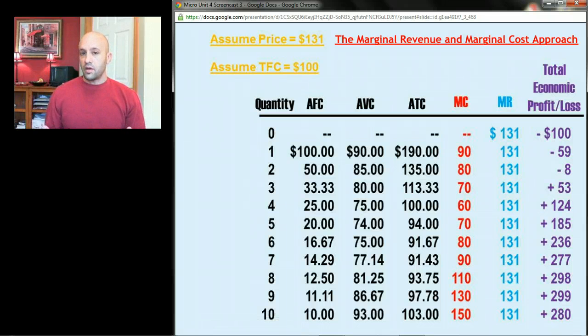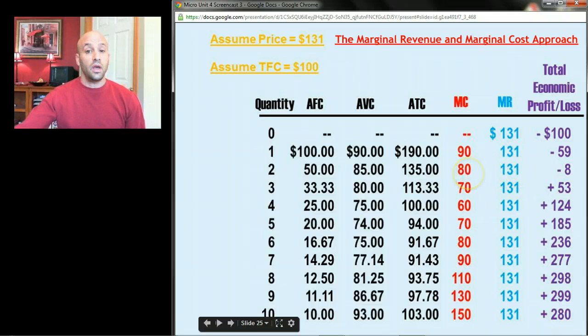Whether or not to produce that unit is kind of like answering this question. Would you take a deal where I handed you $131 if you handed me $80? That's a good deal. That business should take that deal. That business should produce that unit.